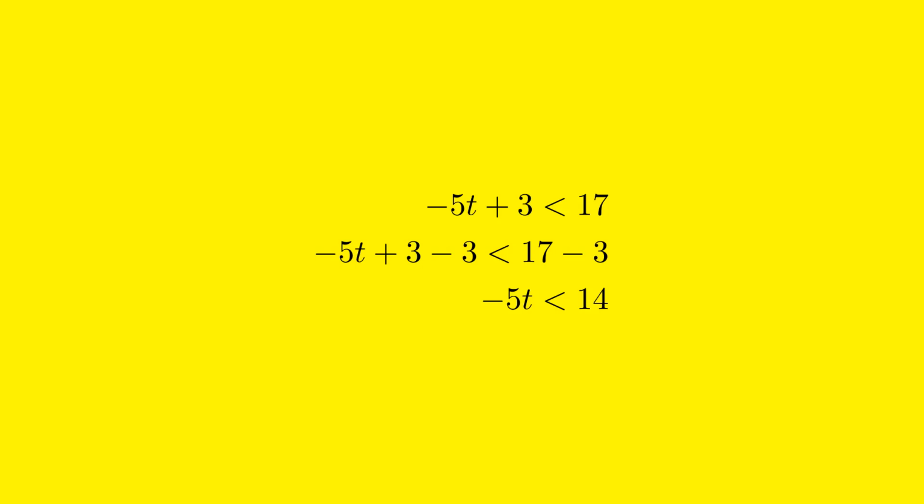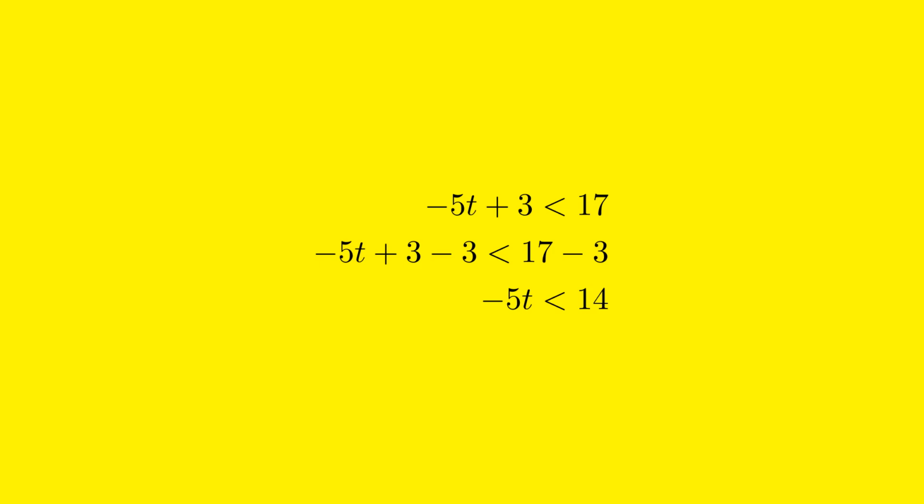To begin solving the inequality minus 5t plus 3 is less than 17, you first need to isolate the variable t on one side of the inequality. In this case, we want to get rid of the plus 3 that is added to minus 5t. To do this, we will subtract 3 from both sides of the inequality. This step is based on the fundamental principle of maintaining the balance of the inequality. Whatever operation you perform on one side must also be performed on the other side.